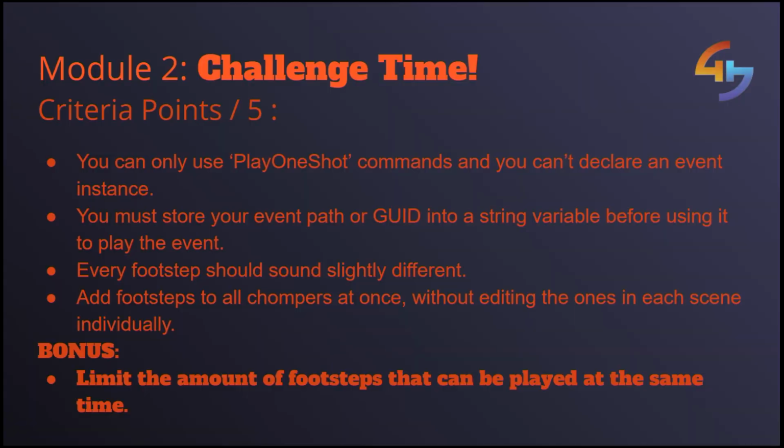So for the second challenge, there are 5 criteria points for you to score on, which are as follows. You can only use plain one-shot commands and you can't declare an event instance in your C# scripts. You must store your event path or GUID in a string variable before using it to play the event. Every footstep sound should sound slightly different and unique. You should add footsteps to all of the chompers at once without editing the ones in each scene individually. And for the bonus, try to limit the amount of footsteps that can be played at the same time.